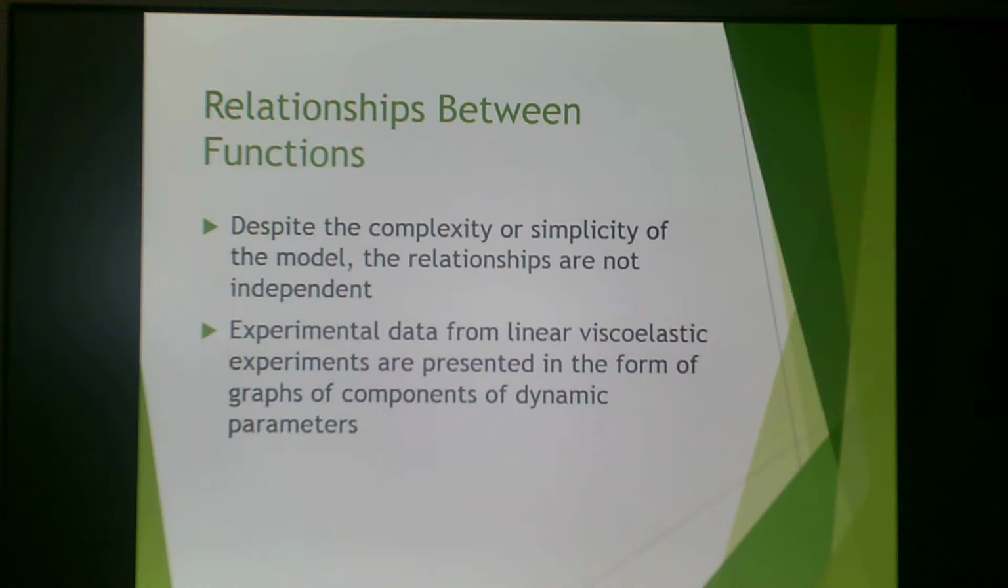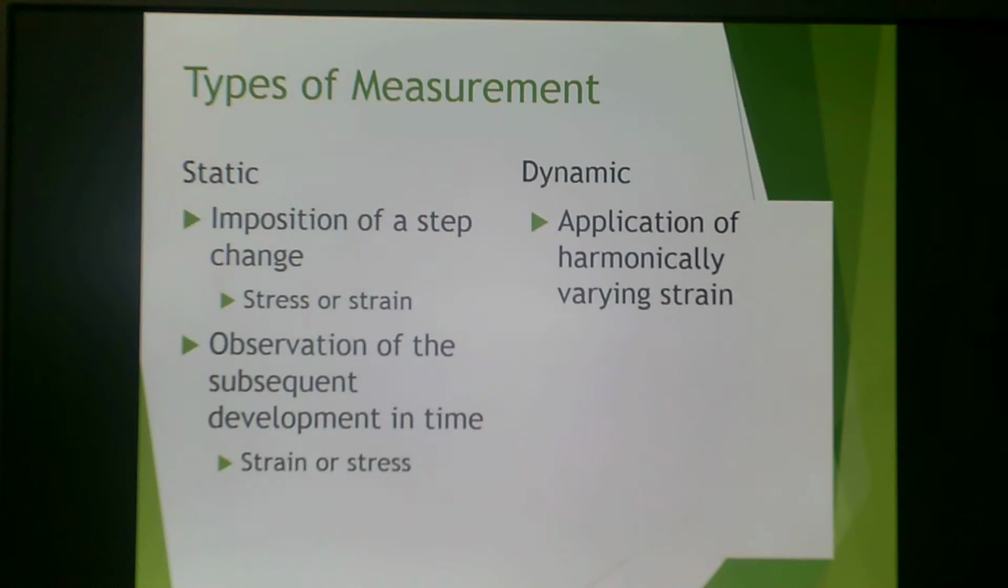Experimental data from linear viscoelastic experiments are presented in the form of graphs of components of dynamic parameters. And this is typically during an experiment in which you're measuring rheological response. So these types of measurements include static and dynamic. In static types of measurement, you're imposing a step change. This might be a stress or a strain. And then you're observing the subsequent development in time, and that might be stress or strain. In dynamic, you're applying a harmonically varying strain.